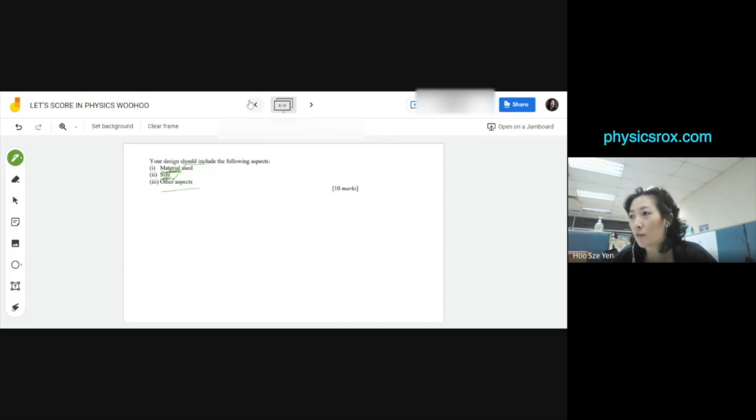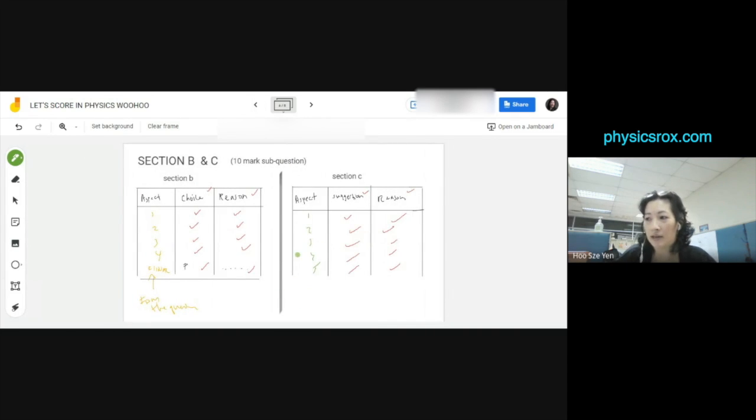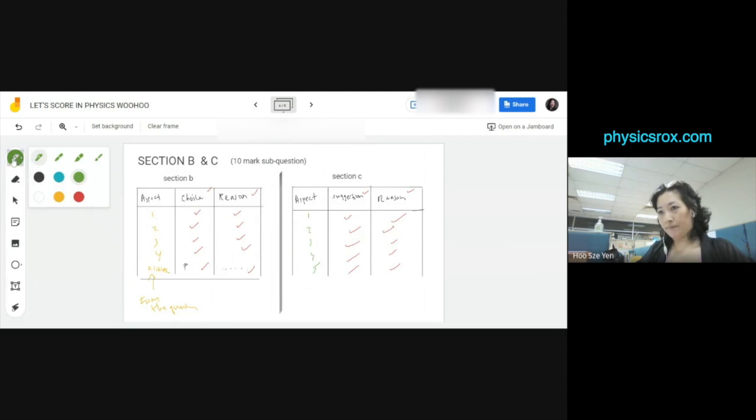So that's why I suggest writing the aspect list. If you don't write it, also never mind, but make sure you have covered them. Any questions up to this point?